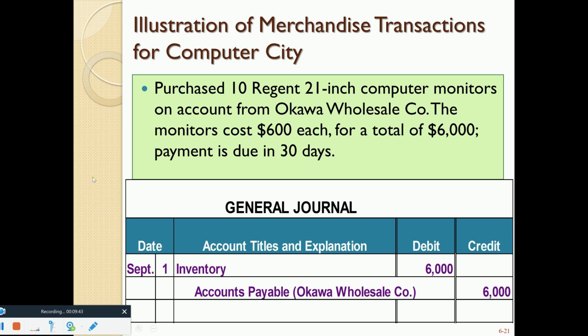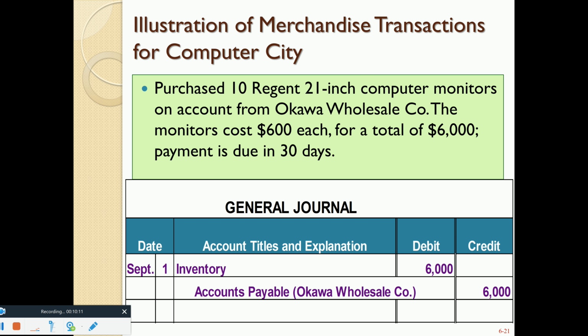Okay, let's go through some examples here. The first journal entry is us as the retailer. We are going to purchase inventory from our vendors. So in this case, we purchased 10 Regent 21-inch computer monitors on account from our vendor, Okawa Wholesale Company. The monitors cost $600 each. We bought 10 of them, so 600 times 10 was $6,000, and it says here payment is due in 30 days.